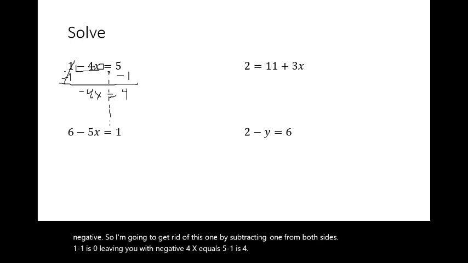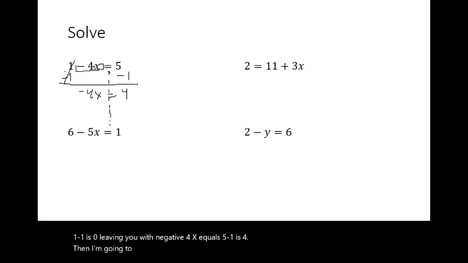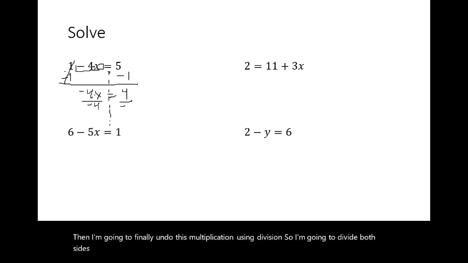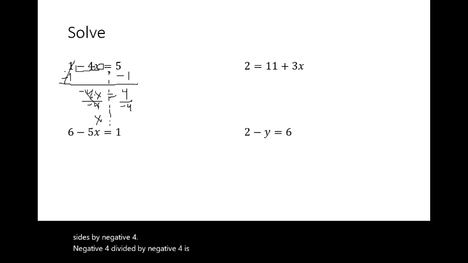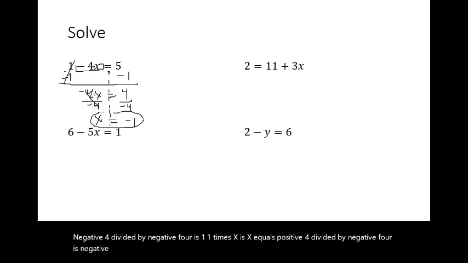Then I'm going to finally undo this multiplication using division. So I'm going to divide both sides by -4. -4 divided by -4 is 1. 1 times x is just x, equals +4 divided by -4 is -1. So x equals -1 is your final answer.